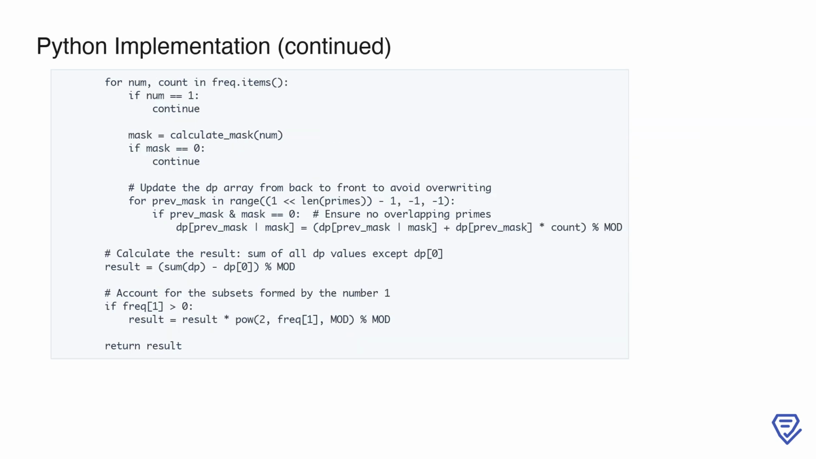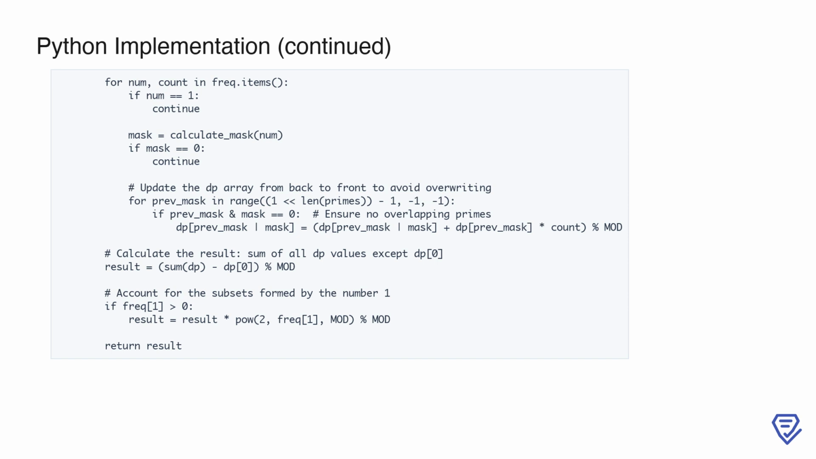Now we iterate over each number and its frequency in the frequency dictionary. If the number is 1, we skip it since subsets with just ones are handled separately later. For other numbers, we calculate their bit mask using the calculate_mask function. If the mask is 0, it means the number is invalid, so we skip it.